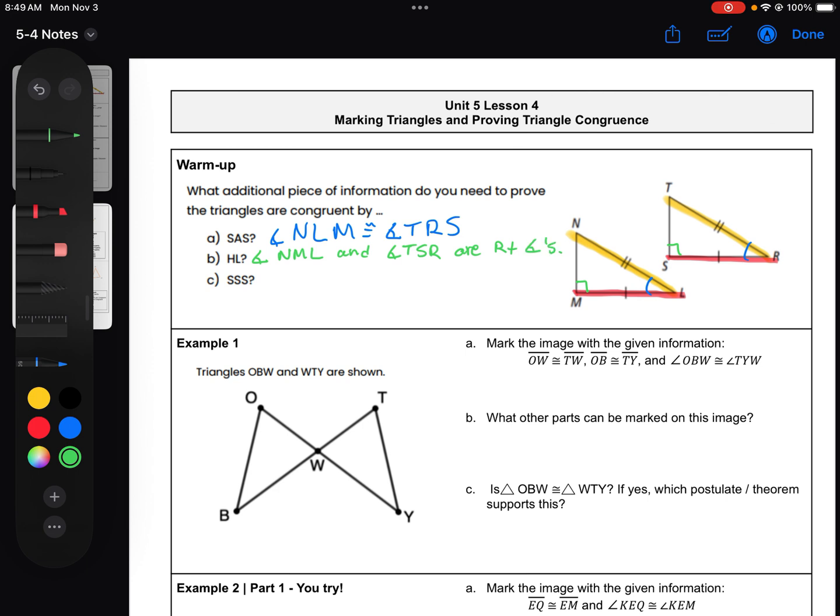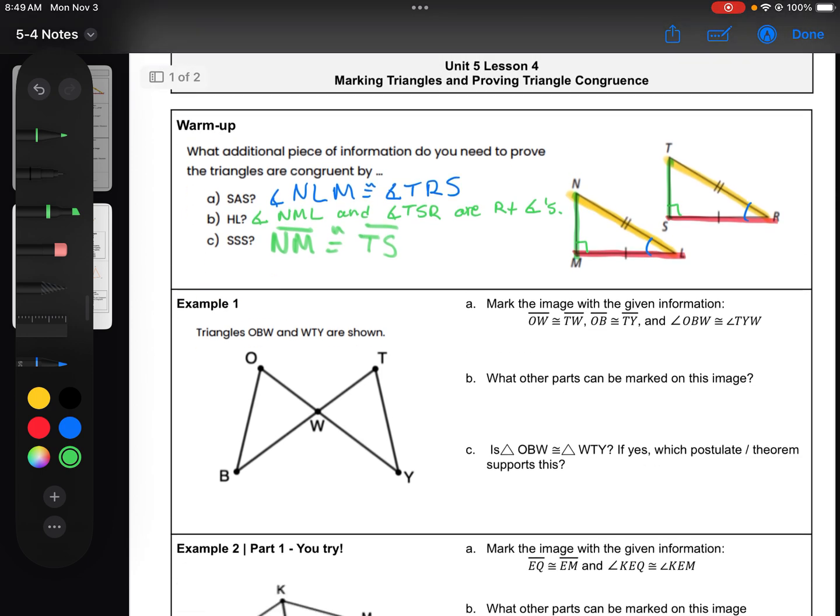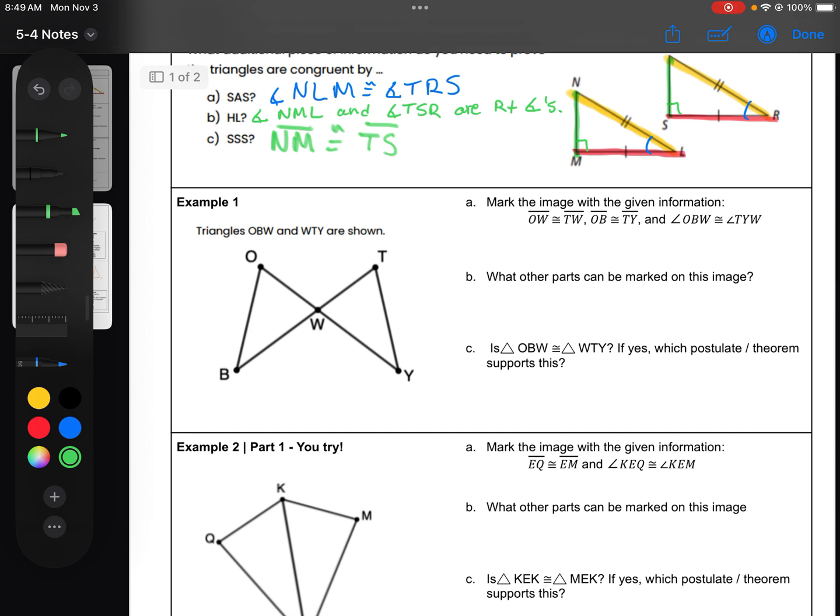And for side, side, side, we are just missing that third congruent side. So we're missing that NM is congruent to TS. If we had that missing piece of information, then we would be able to follow those congruencies here. Okay? So that's what they're looking for. As it stands, the warm-up is not congruent, the way that it already is.